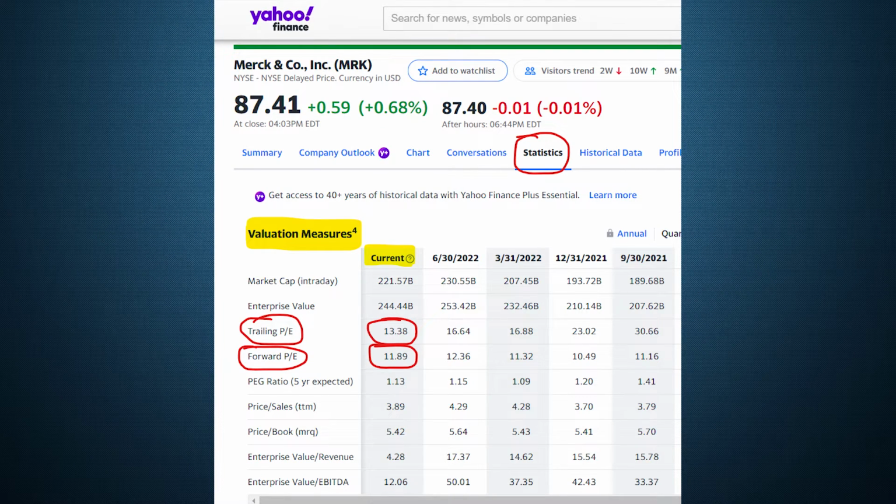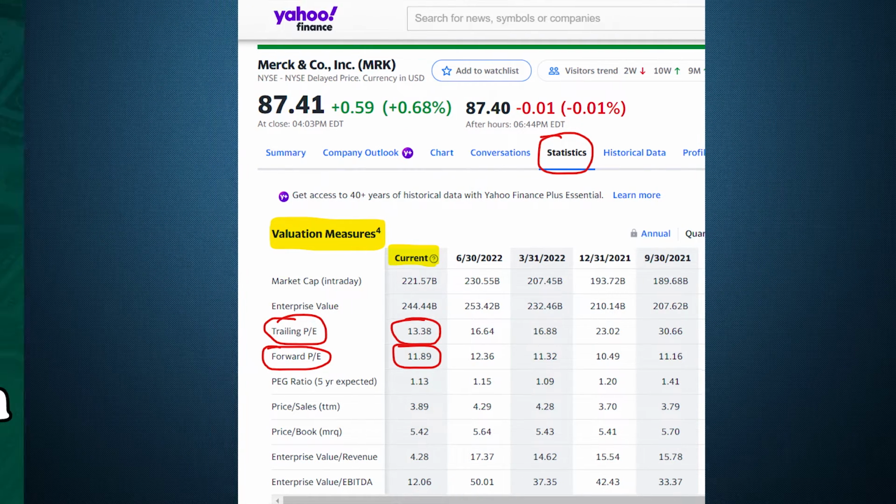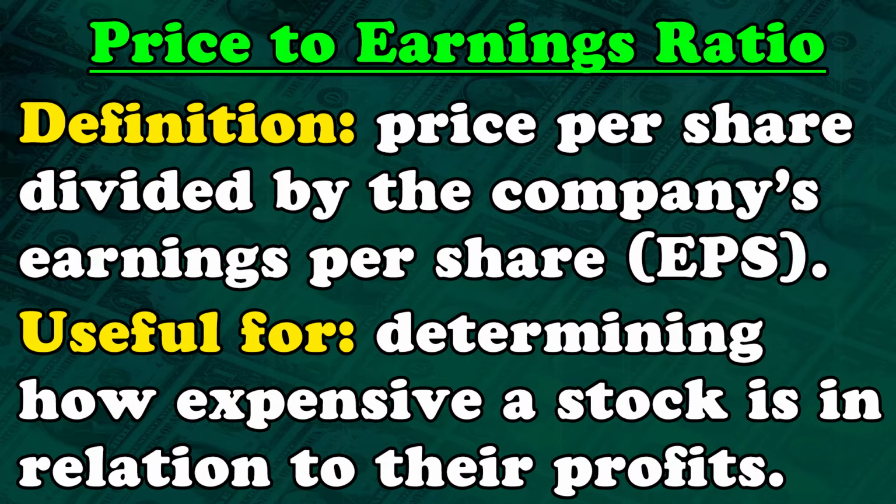What is more often used by regular investors like us, though, for valuing a stock is the PE ratio, otherwise known as the price to earnings ratio. And this metric is calculated by taking the price per share and dividing that by the company's earnings per share, otherwise known as the EPS, which is basically just the profits of the company, the profits per share. So you're dividing the price by the profit to see how well a company is performing in relation to the price that you're paying for the stock.